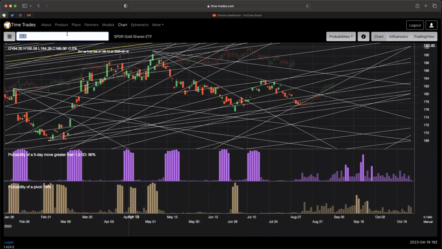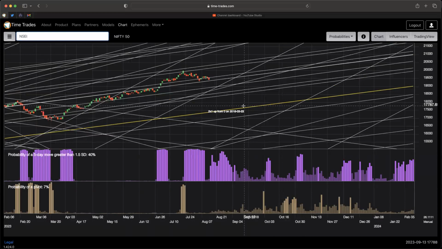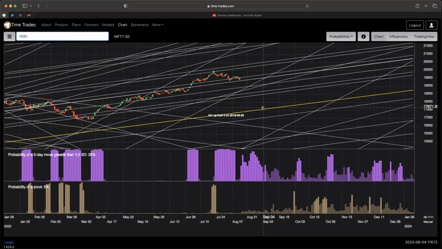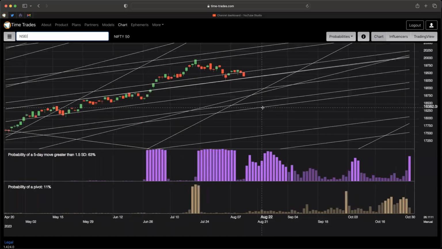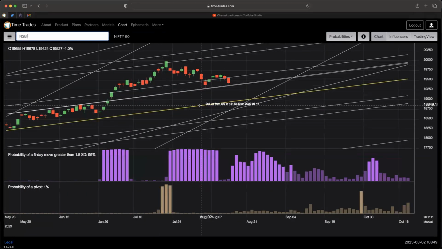Okay, so we're going to close today's call with a look at the Nifty 50, and again, the Nifty has a great set of Gann fans that it has been respecting over the last little while. And as we zoom in here, something I want to call out is this block of purple. So these bars are based on actual, so the system knows what price did. So you'll notice that these are based on the probability of a 5-day move greater than 1.5 standard deviations.